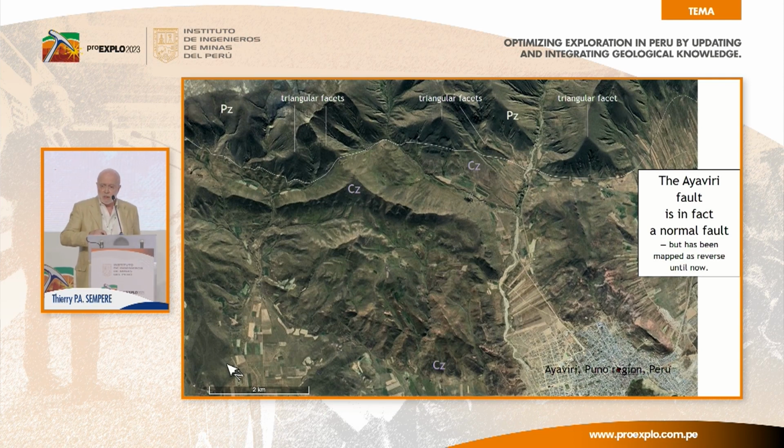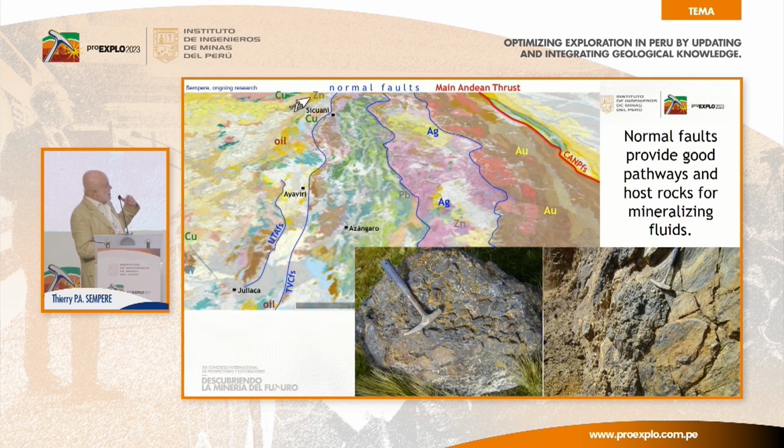These are triangular facets. This is a normal fault, and this is mapped as a reverse fault since my French colleagues decided that this was a reverse fault. And everyone repeated this, but there are triangular facets. This is a normal fault. And if we go back, these are normal faults.